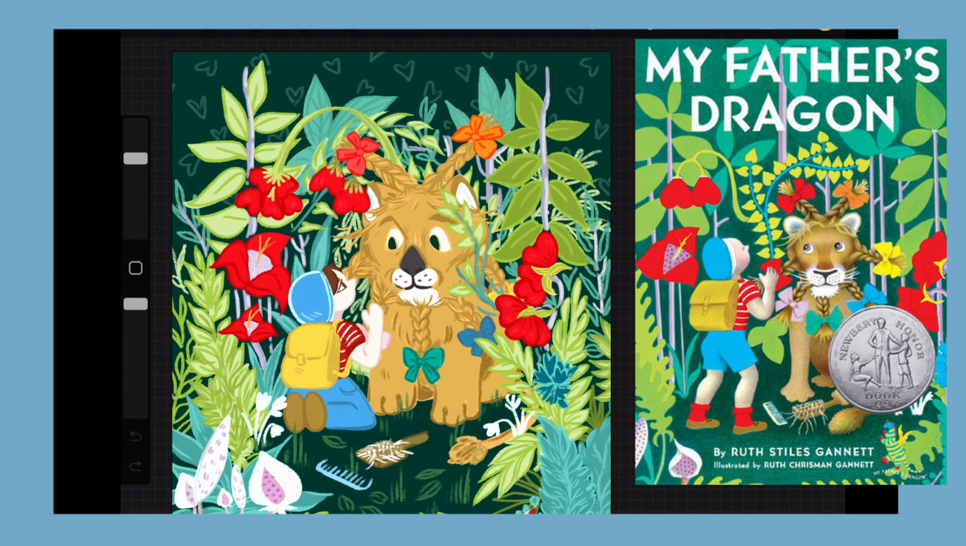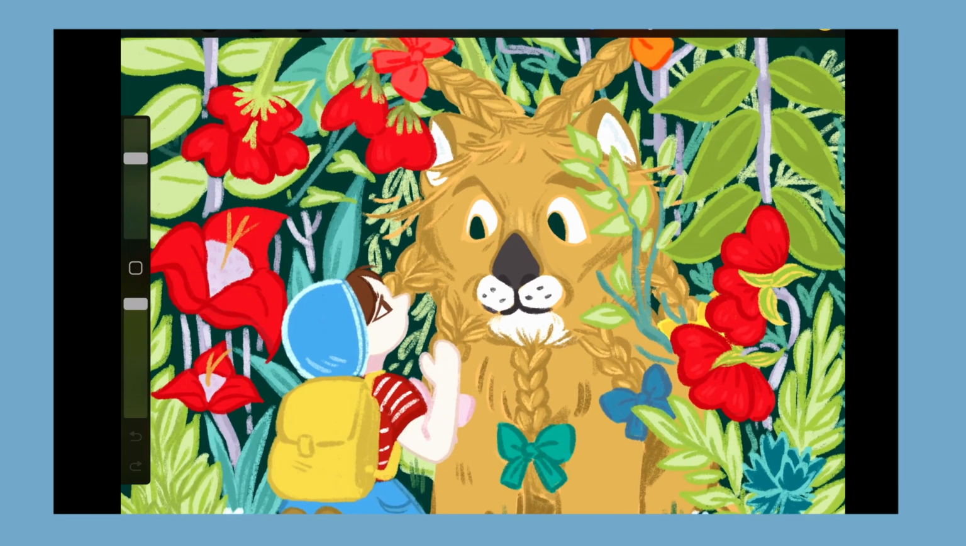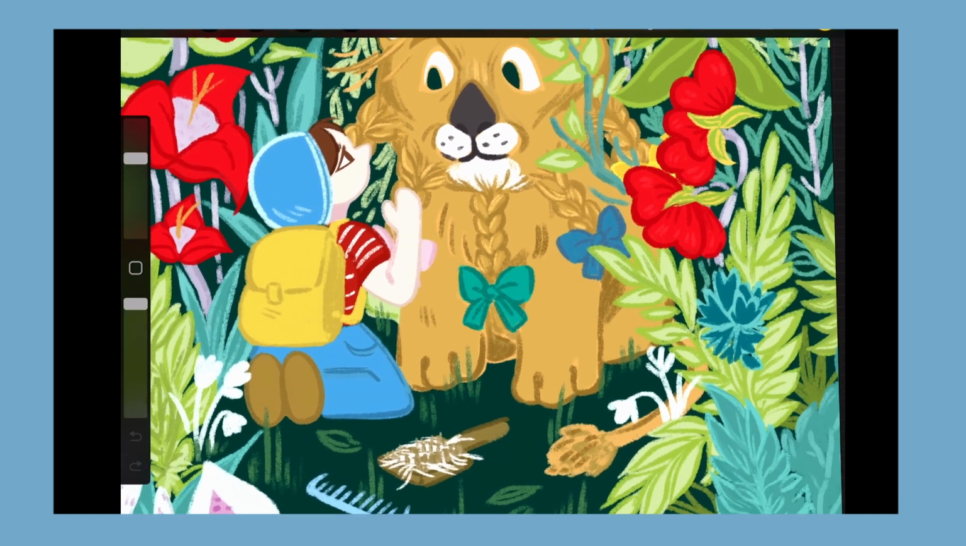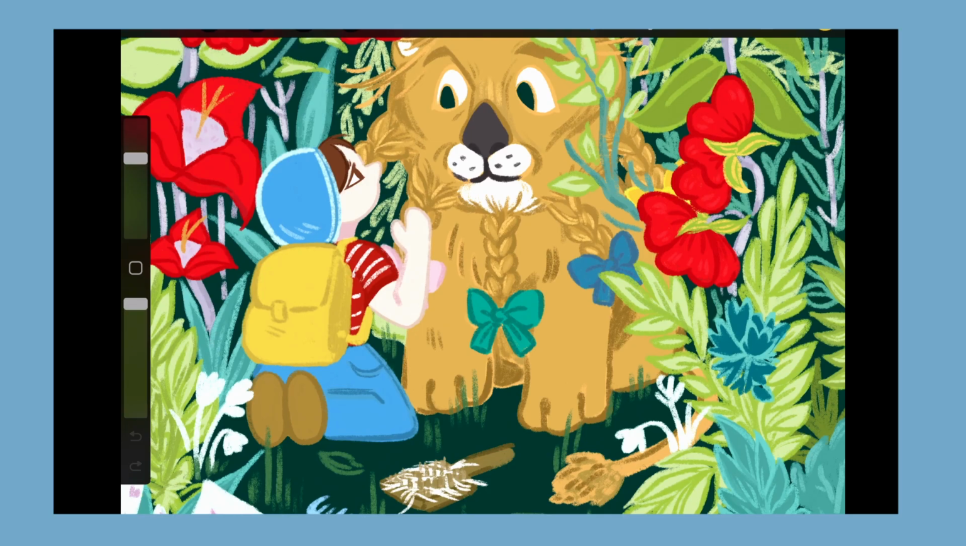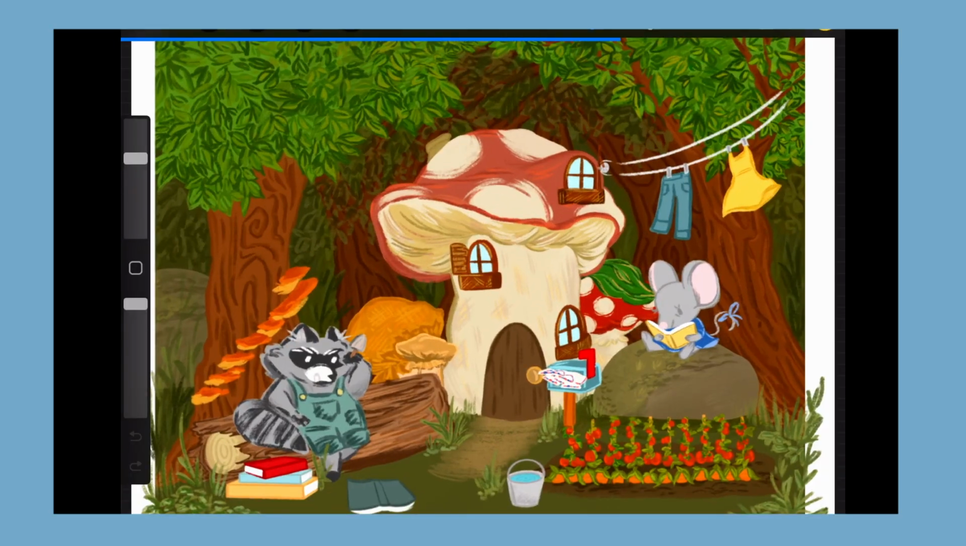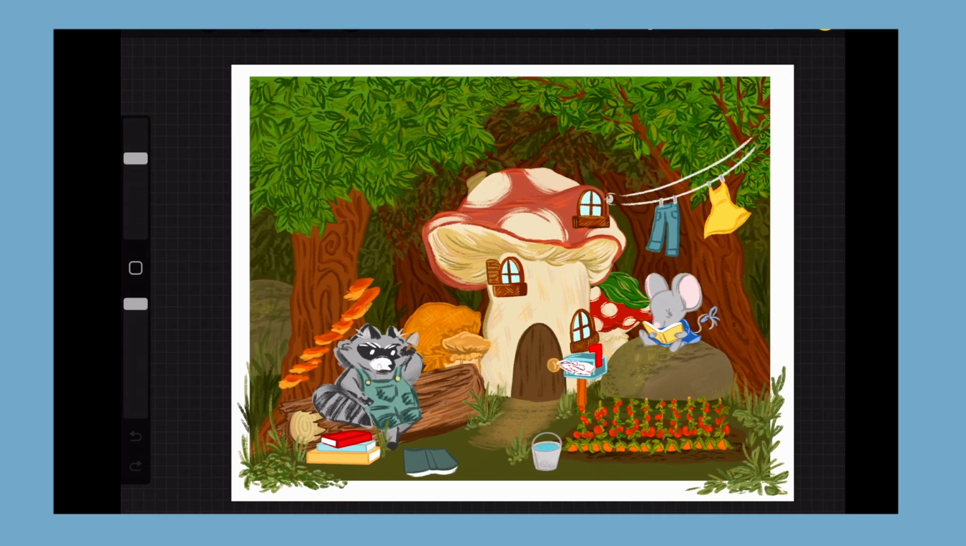The next spread we're going to look through is my illustrations. This is an illustration of myself redrawing the old children's book My Father's Dragon. I was looking at the cover and thinking, wow, what if I redraw that in my own style? Draw it yourself, in your own style, that's what I mean.